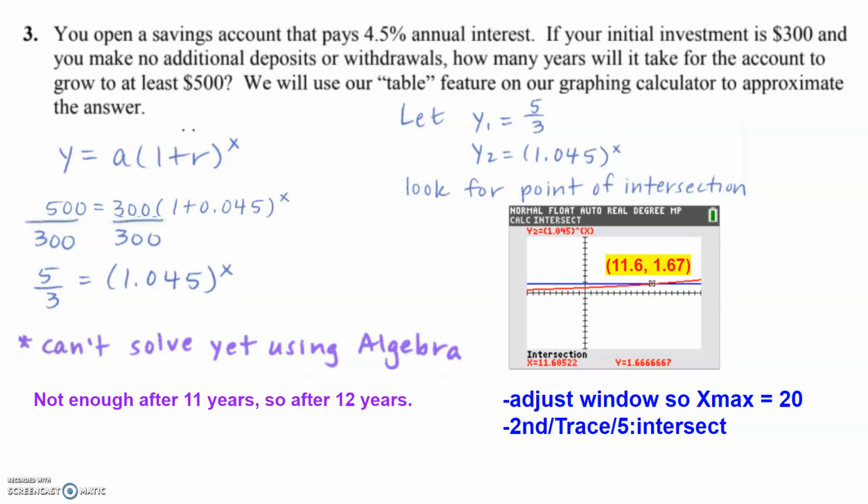But it's not enough after 11 years, so you do have to round that up. Not because it's a 0.6, but you have to round that up because 11 years, even if it was 11.1, 11 years is not enough. You would have to say it would be after 11 years. It would be your 12 full years in order to achieve that $500.